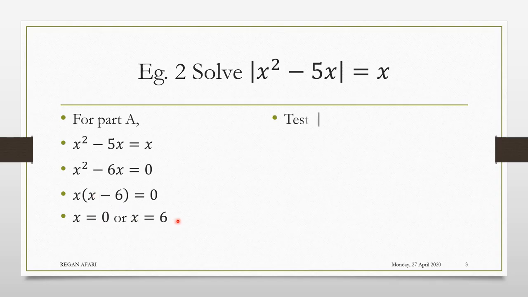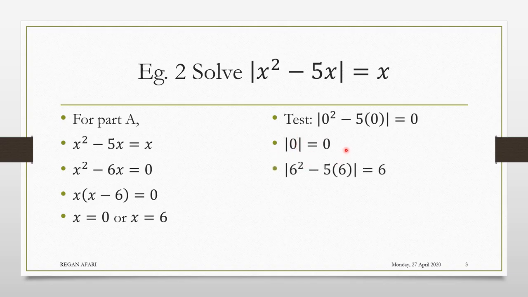Then we will do testing for both the 0 and the 6 to see if they truly satisfy the equation. Now when you put 0 into the modulus, then you expect your answer to be 0, isn't it? Because x is here, so in place of x you put 0 there. So put 0 here, put 0 there, put 0 here. What we are expecting is that the inside will be 0 as well. So the inside is 0, and the absolute of 0 is 0. Hence 0 is true. We are going to accept it.